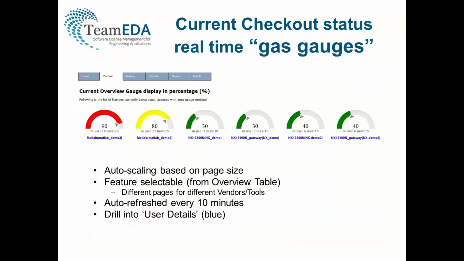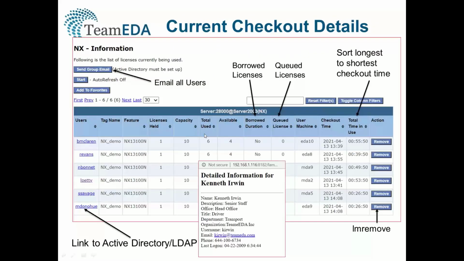Right? And this is the current checkout real-time gas gauge view. So it is the same information in a gas gauge format, like the gas gauge you see on your cars. It helps you identify how many are currently in use. And once you click on the blue link, that is MATLAB or NX, you will be taken to a detailed overview page, which helps you understand who the users are who are using the licenses, how many licenses they are holding, what the capacity is, which feature they are using, and how many licenses are available.